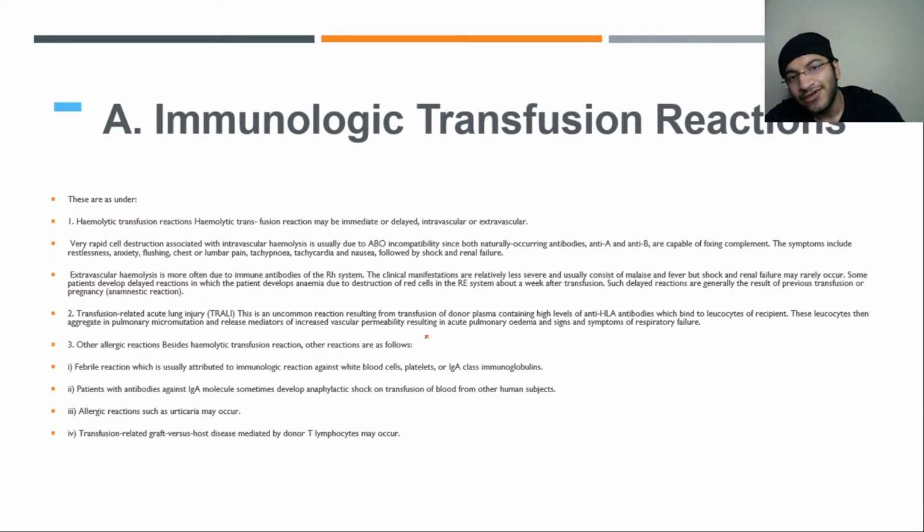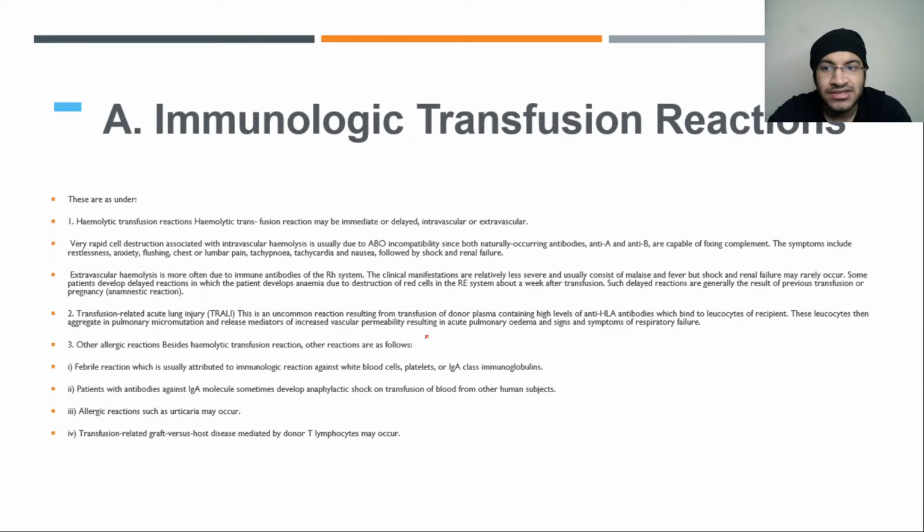Then now immunogenic transfusion reactions. So immunogenic transfusion reactions, they are as under. Hemolytic transfusion reaction occurs, right. So the red cells very rapidly get destroyed, associated with the intravascular hemolysis due to the ABO incompatibility, since both the naturally occurring antibodies anti-A and anti-B are capable of fixing complement.